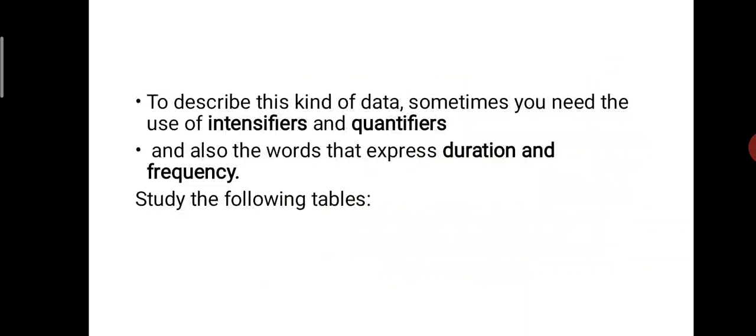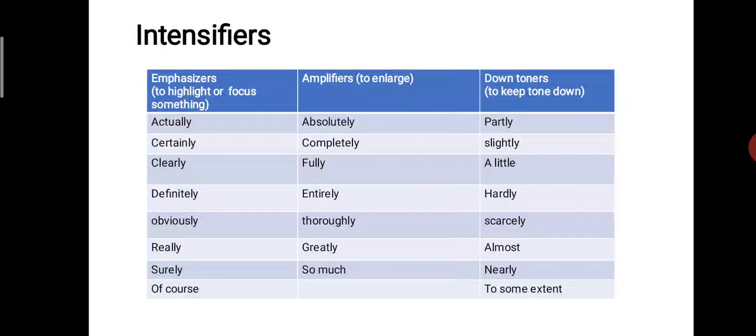Then only you can understand how you are going to use those intensifiers, that is emphasizers, amplifiers, downtoners. Emphasizers means to highlight or focus something. Amplifier means to enlarge. Downtoners means to keep tone down. And how you are going to write down the particular adverbs and the words for your paragraph writing.